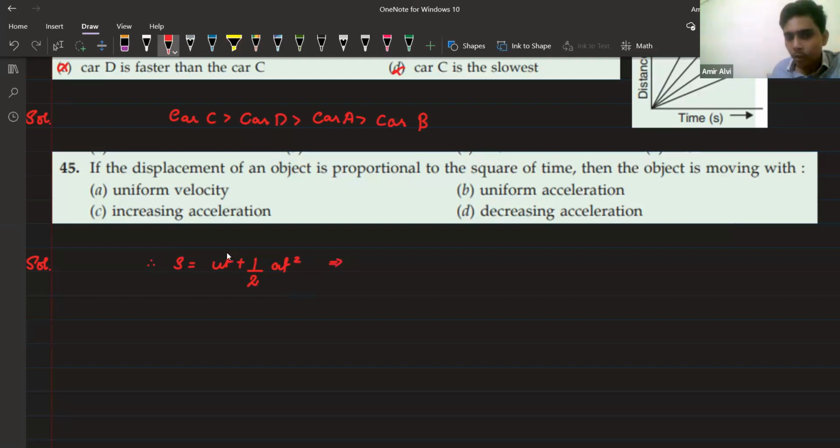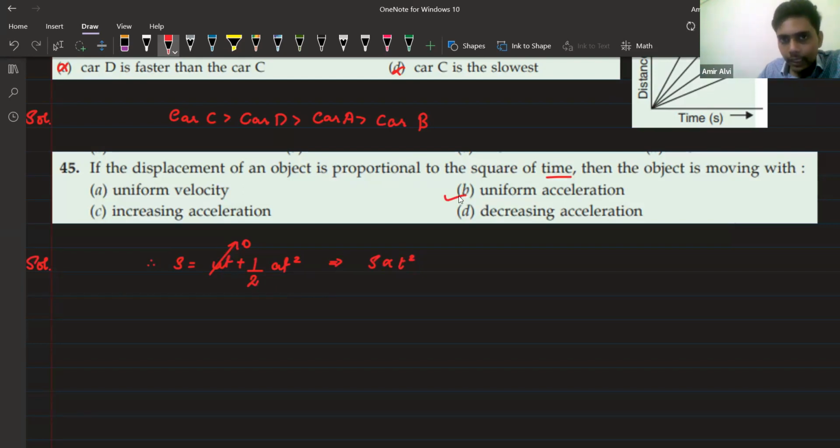Suppose the object has initial velocity 0. Then 0 into t is 0. Half is a constant, and acceleration is also constant. But t is the time that we have to make proportional. So S is directly proportional to the square of time, which is only applicable in uniformly accelerated motion. Clear, all of you?